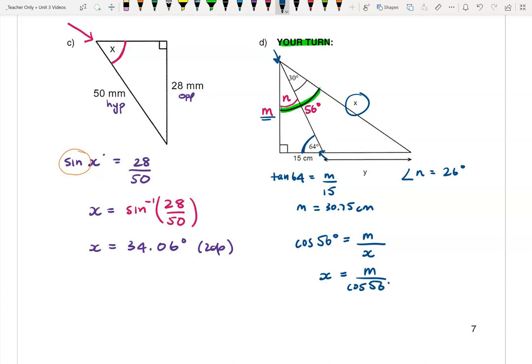And you'll notice that I'm not putting in the value 30.75 because I don't want to use a rounded solution. And that's the beauty of a ClassPad, that you can copy and paste or highlight and drag down that whole value so you won't lose accuracy. So when I say m divided by cos 56, it gives me x as 54.998 centimeters. So I'm going to say x is 55.0 centimeters.